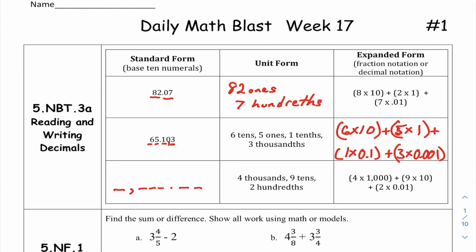So I know I'm going from the hundredth to the thousand. So 4 multiplied by 1,000, so the 4 goes in the 1,000. 9 multiplied by 10, so I know my 9 goes in the tens place. And 2 multiplied by the hundredths, so 2 in the hundredths place. Now, to make it so I can read this, I have 0 tenths, 0 ones, and 0 hundredths. So 4,090 and 2 hundredths.